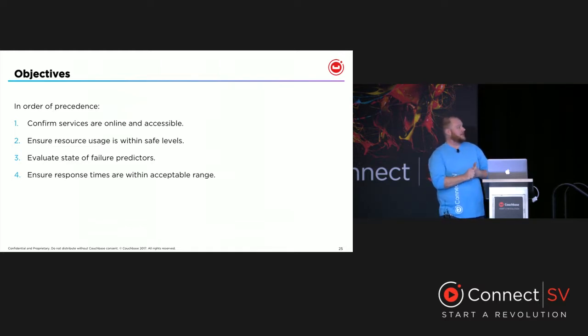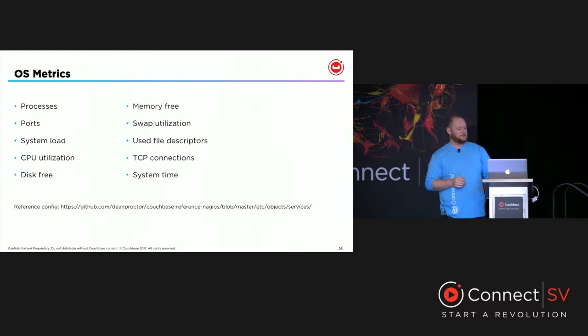What we care about there is to make sure that everything's online, that all of the resource usage is within the expected safe levels. We're trying to determine if there are any metrics that are trending in a bad direction, right? So they're going over, say, a warning threshold. And then finally, we're evaluating the current response times.